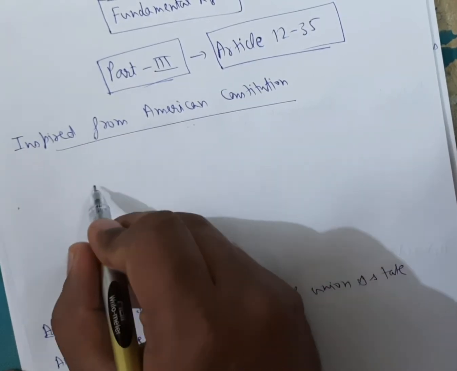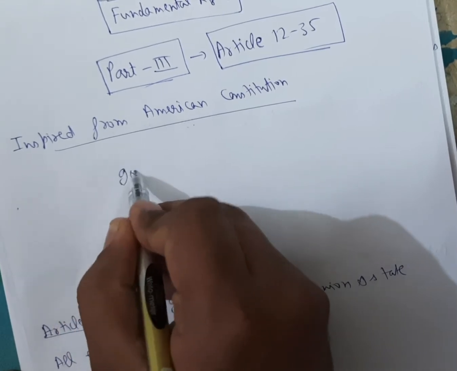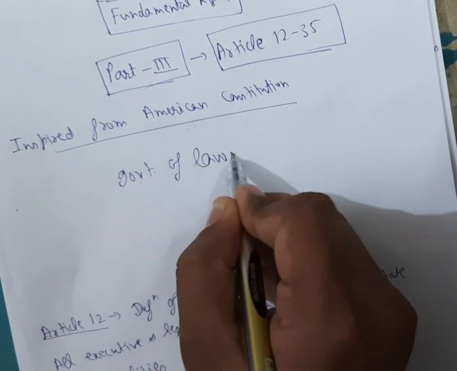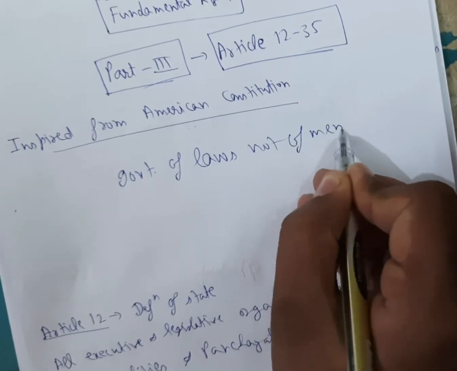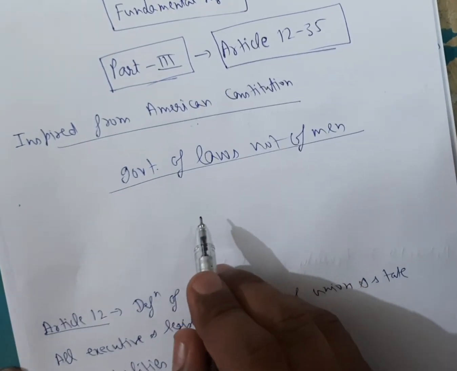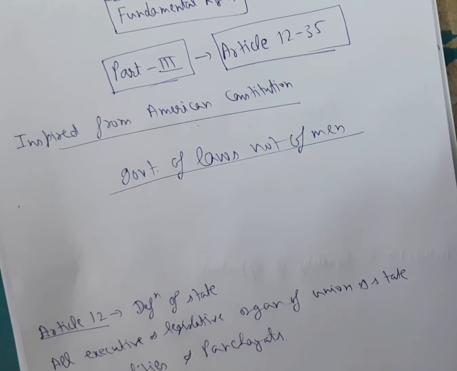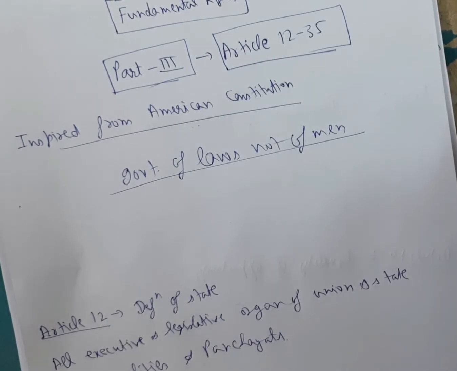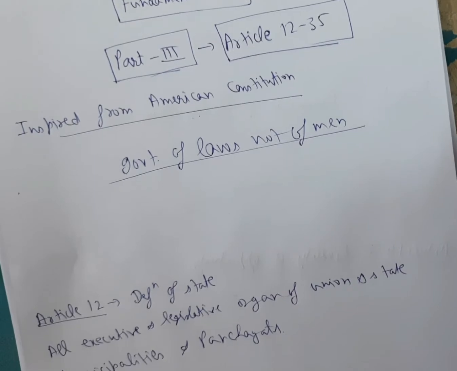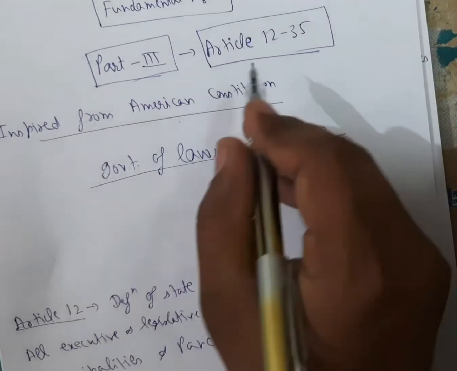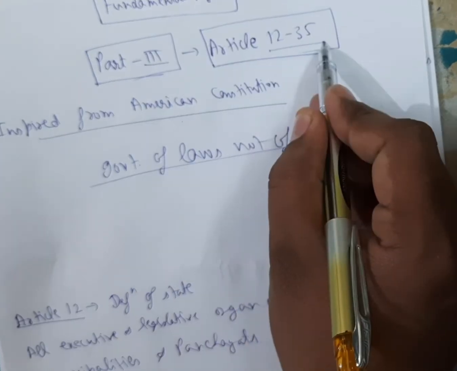So fundamental rights are also known as government of laws, not of men. Okay, so only the laws go on these fundamental rights, and these are not just the statement of men. Fundamental rights are also known as the fundamental law of the land. So they are included from article number 12 to article number 35.